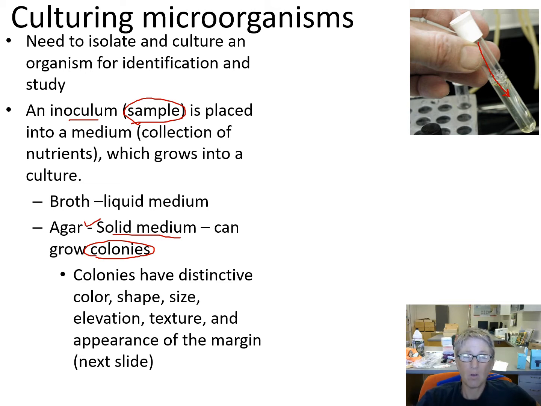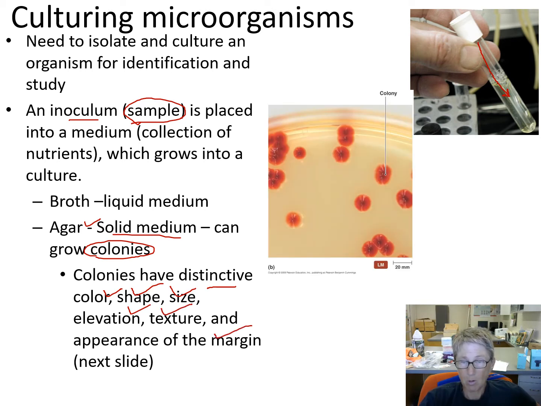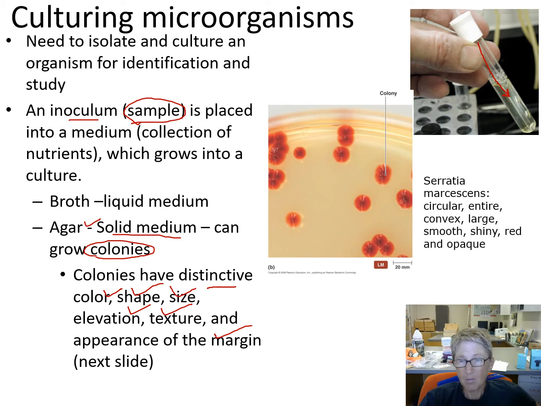So remember, a single colony could have 1 million microbes of interest in it. Colonies have really distinctive colors, shapes, sizes, elevations, textures, and very distinctive margins. So for example, here's the plate. This is a colony of Serratia marcescens, and it's definitely red, so the color is red. It's circular. It's convex as opposed to concave. It's large.